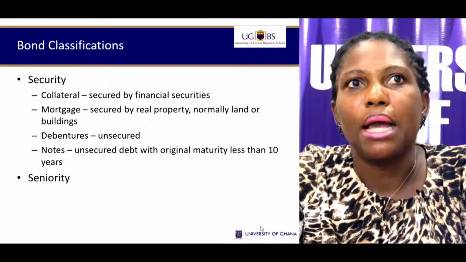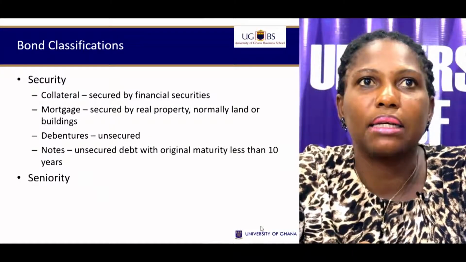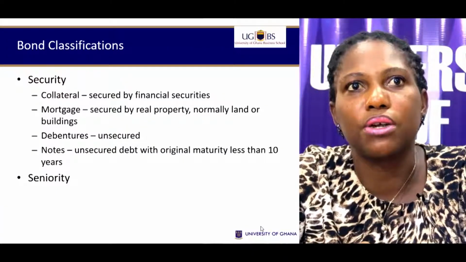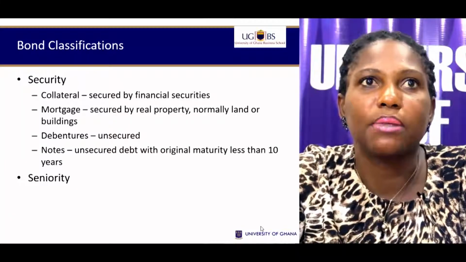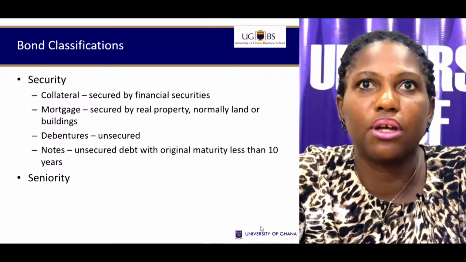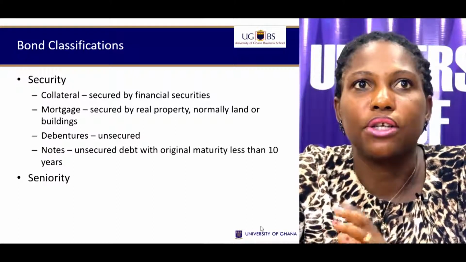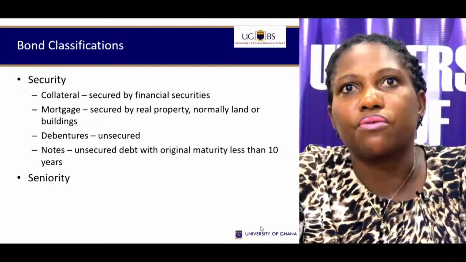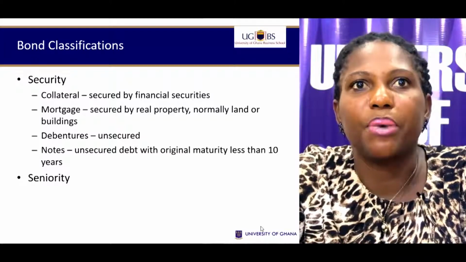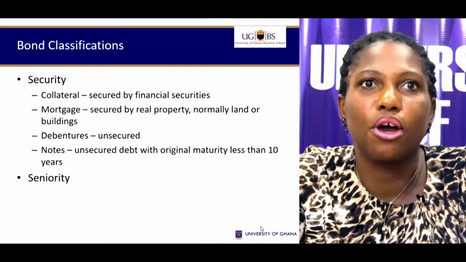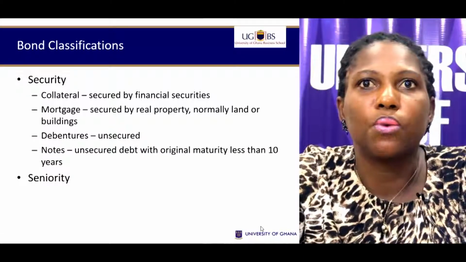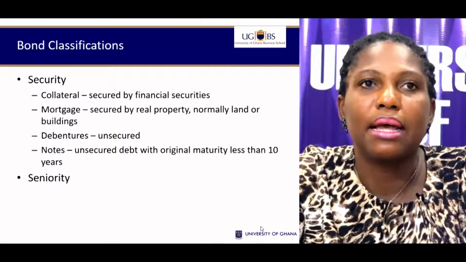Now, in terms of classification for bonds, we can look at it in terms of security or seniority. In terms of security, it may have collateral and be secured by other financial securities, or be secured by a mortgage, which is real property, normally land or buildings, or it may actually just be a debenture. If it's a debenture, it means it's an unsecured one. And then we also have notes, which are unsecured debts with original maturity typically less than 10 years.